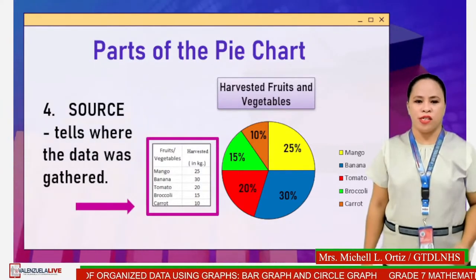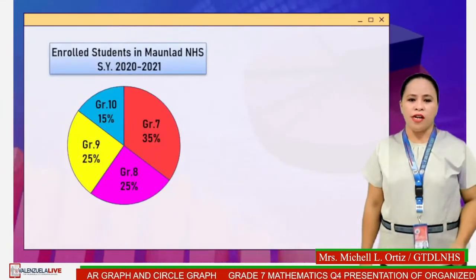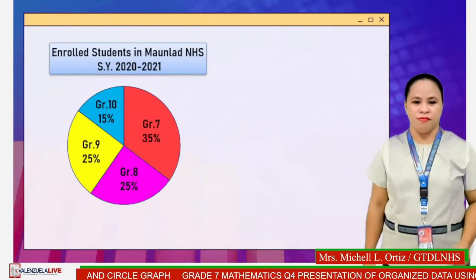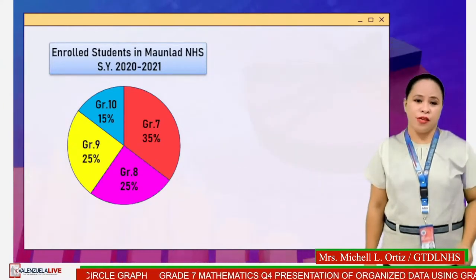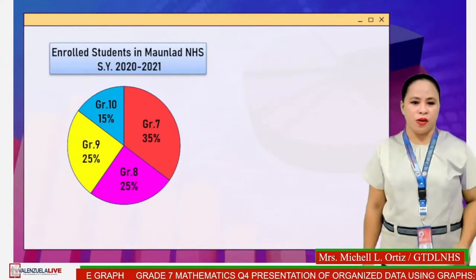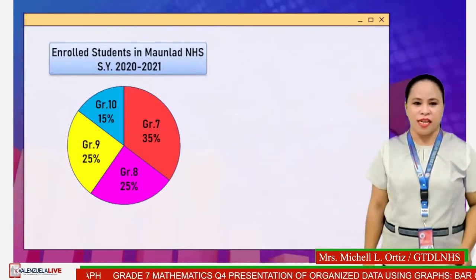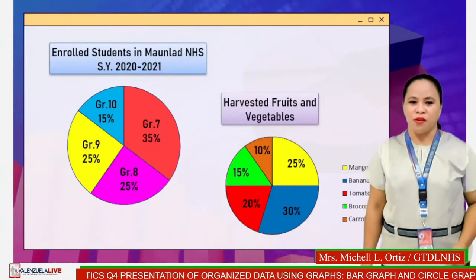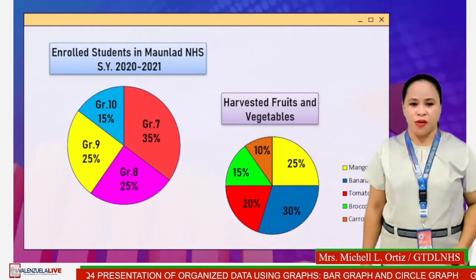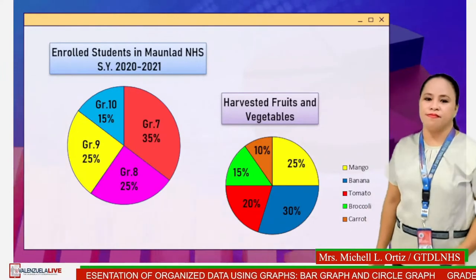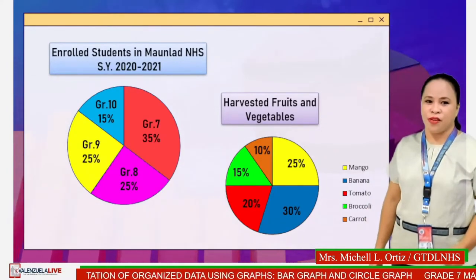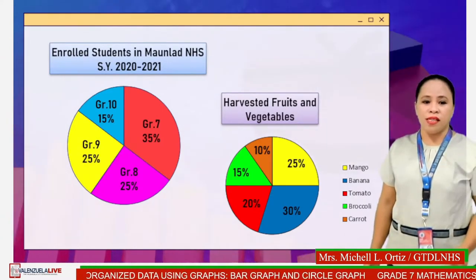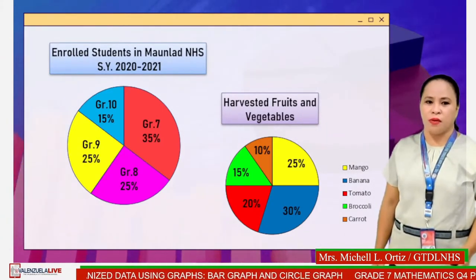In the given pie chart, if the important information are already in the graph, no need to write the legend. For example, in Figure 1, graph of the enrolled students in Maunlad National High School. But if some information are not on the graph, we have to add the legend. Just like in Figure 2, the key or the legend will tell us what each sector of the circle represents.